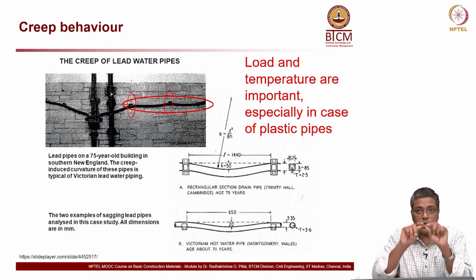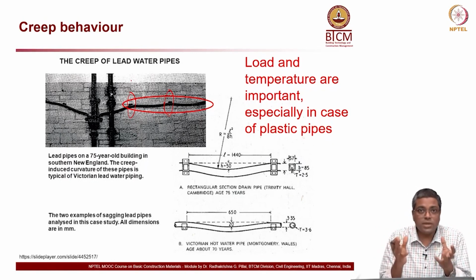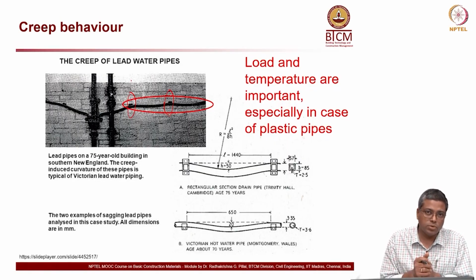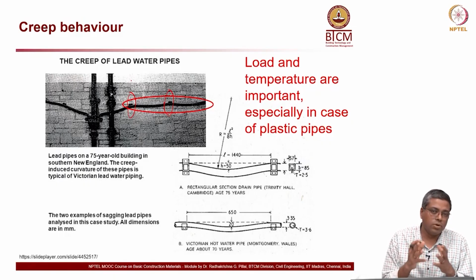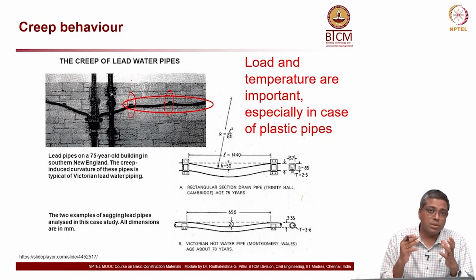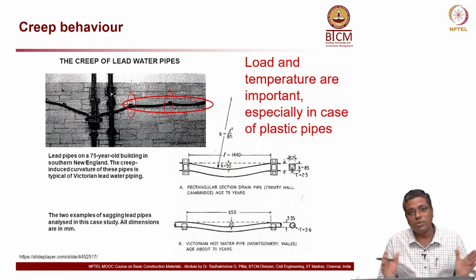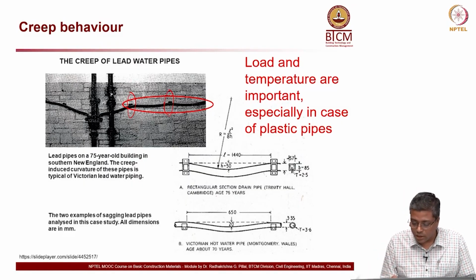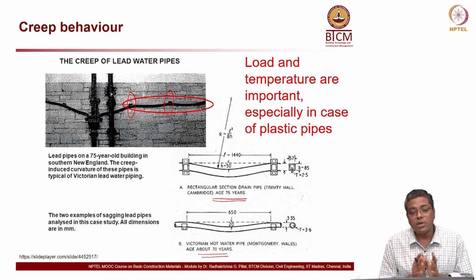Originally it was placed as a straight line, and then as time passes, the weight of the pipe or the fluid which goes through it was continuously acting downward, and because of that it started sagging. We call this sagging creep behavior, because it is a permanent deformation. It is not just elastic deformation, and it is happening over several decades. Look at the first case here, it is 75 years, and the second case is about 70 years. So this becomes a very important factor.